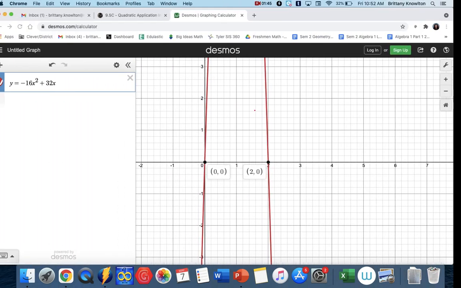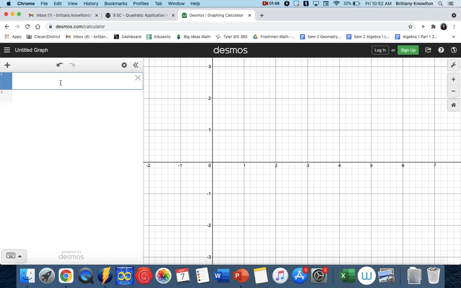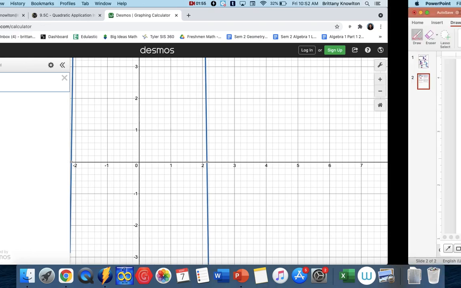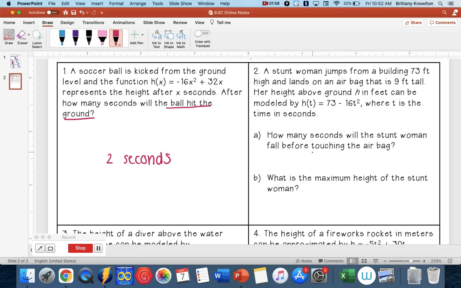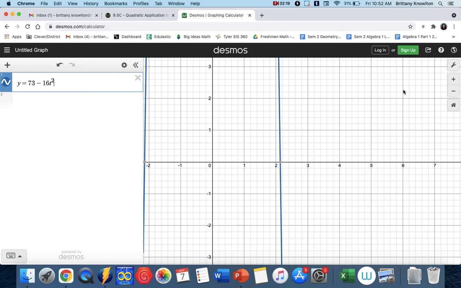Okay, so I'm going to first go ahead and type that equation in. So I have y equals 73 minus 16t squared. And I want to know how many seconds will the stunt woman fall before touching the airbag. So here we need to be a little bit careful. I am told that the airbag is 9 feet tall. So I'm not looking here at the x-axis anymore like we've done for other problems. I need to know when it's going to be at 9 feet, how many seconds.